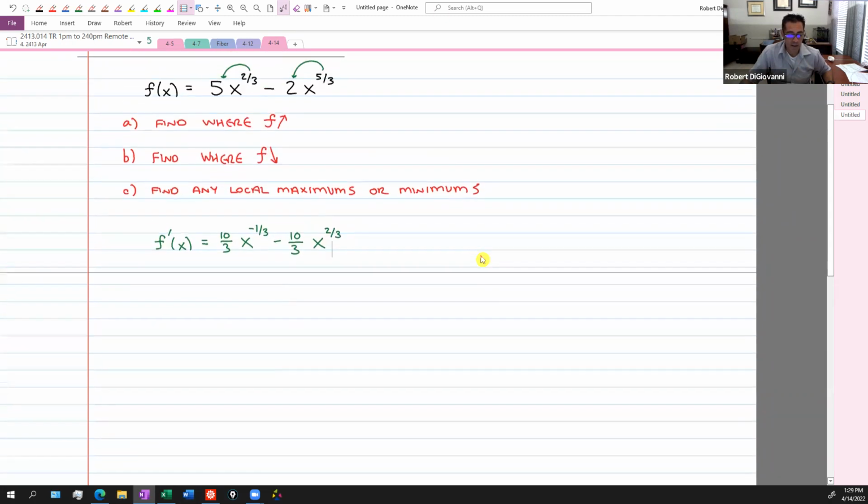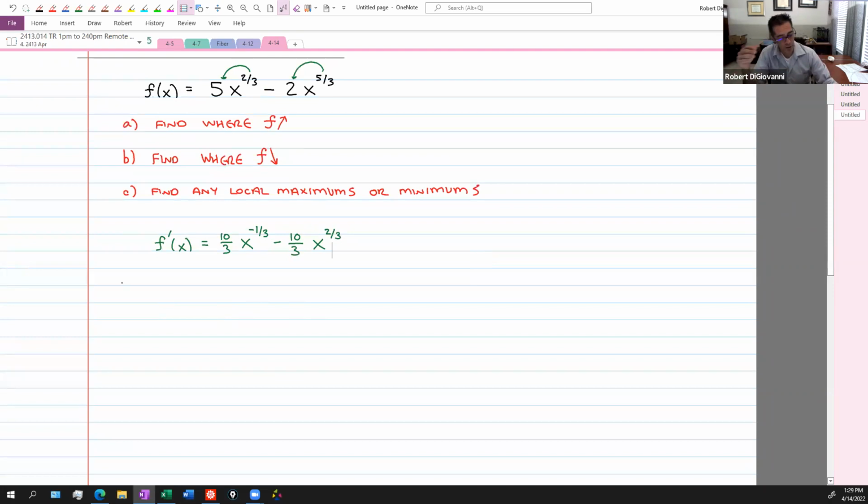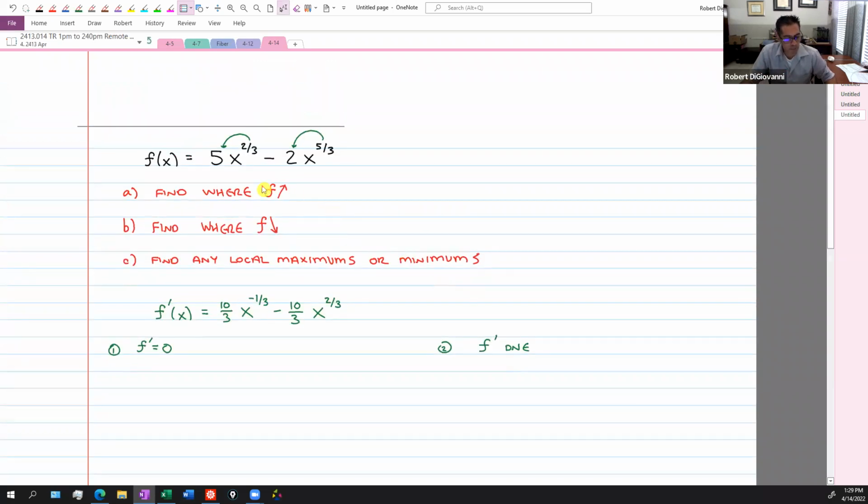We've got to now take this and find the critical numbers. So I need to know, first of all, where this derivative is equal to 0. And then what I need to know is where the derivative doesn't exist. Okay. Before we get into this too much more, I want us to look back at the original function. Are there any domain issues with that?